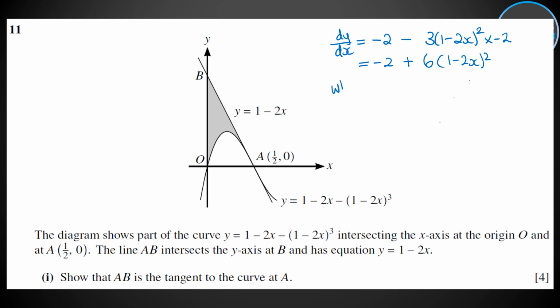So at the point where they intersect, x is equal to a half. So if we pop a half into dy by dx, we get that the gradient is equal to -2. The gradient of AB from the equation of the line is also -2. Therefore, AB is a tangent.